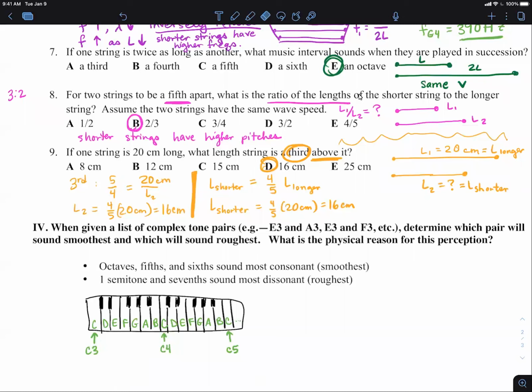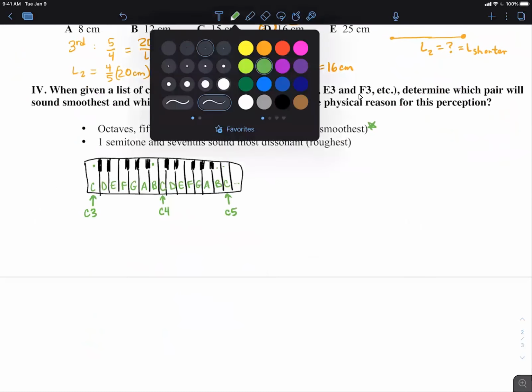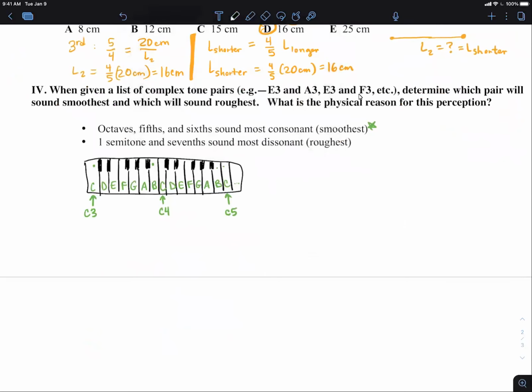All right. So now when you are asked about which ones are smoothest and roughest, this is your key. The octaves, fifths, and sixths will sound most smooth. Semitones, which is just one step apart, or sevenths, which would be right next to the octave going down, will sound the roughest or most dissonant. So let's take both of those in turn and see why that is.